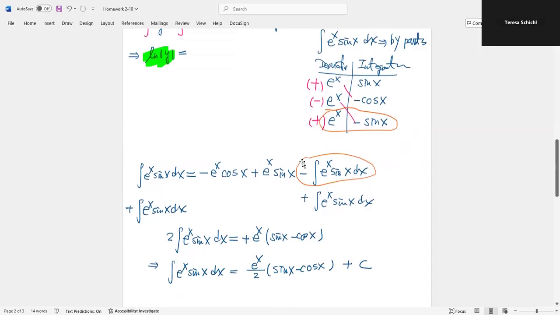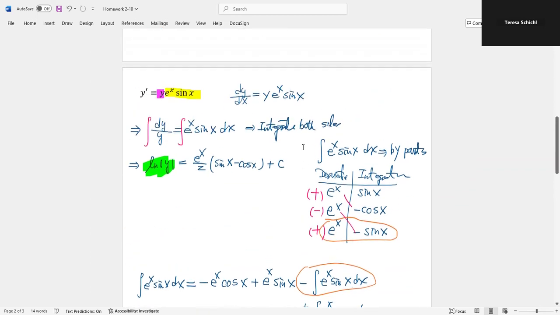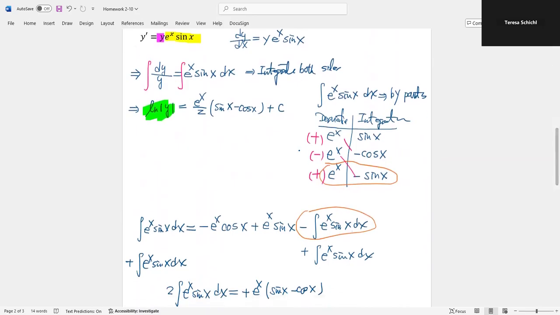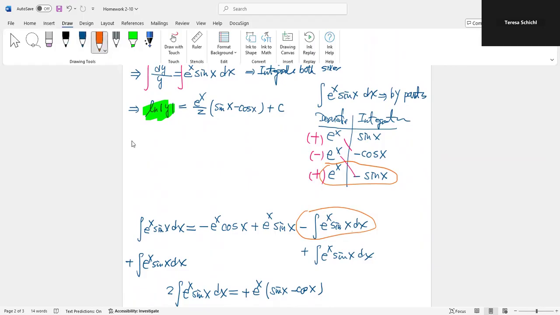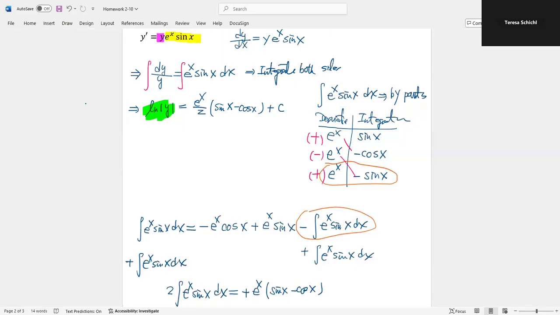All right, so now let me put this one back to here. So this is e^x over 2 times sine x minus cosine x plus C. All right, now I can substitute my initial value. My initial value is y(0) equal to 1, so I substitute my initial values here.